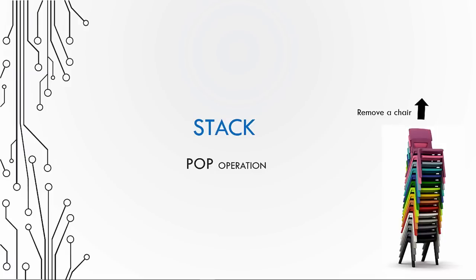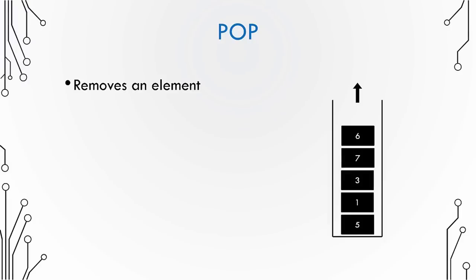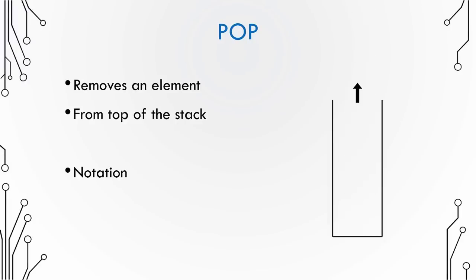In computer science, a stack pop operation corresponds to removing a chair from a stack of chairs. So what is a pop operation? You have a stack, and pop operation removes the element only from the top of the stack. And the notation for pop operation is quite simple. It is just pop, and the pop function returns the value that has been popped out from the stack.